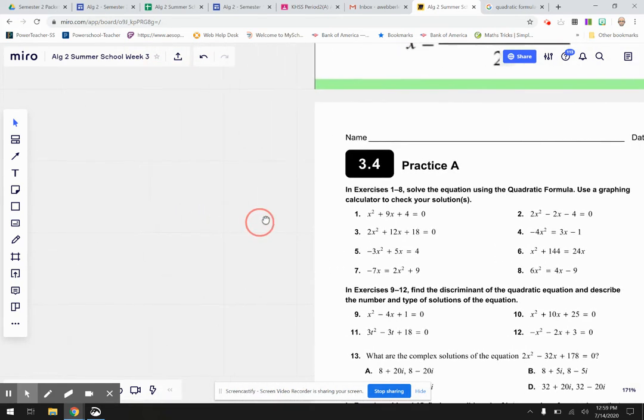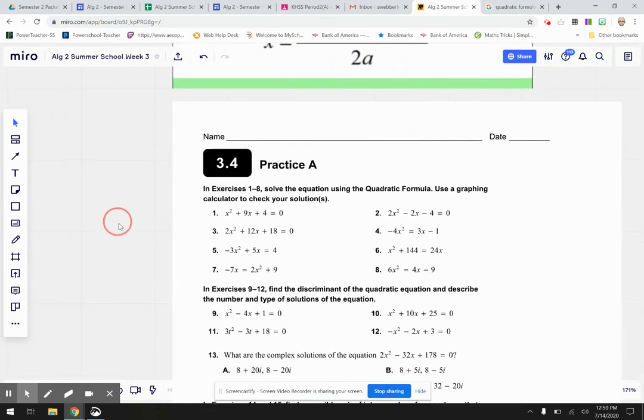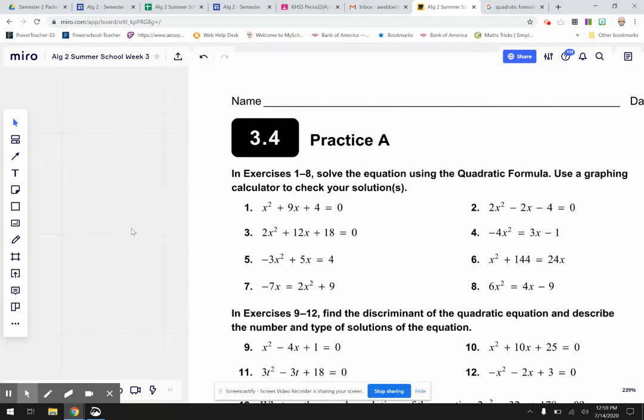Okay, so I'm going to tell you what we should do on the worksheet. Not that we can show all the work or anything like that, but it would be a good idea to label A, B, and C. So like in number 1, the A is going to be a 1, the B is a 9, and the C is a 4. So it might be a good idea to label some of these. This would be your A, this would be your B, this would be your C.